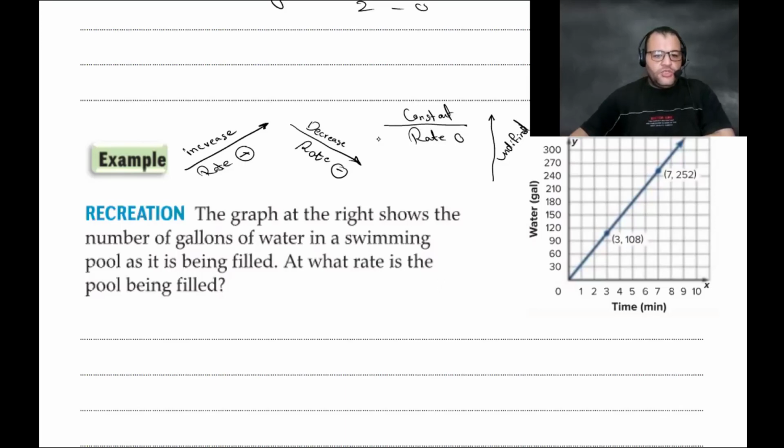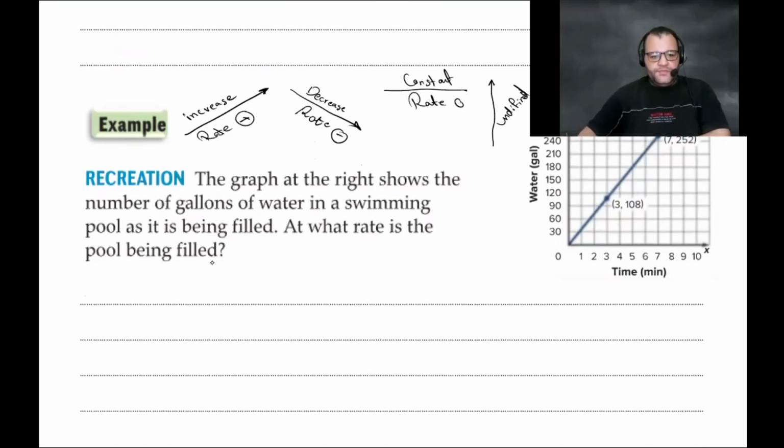Okay. So we need to find from the graph at the right, which shows the number of gallons of water as a swimming pool is being filled, at what rate the pool is being filled. Here, the graph shows how much water we use after how many minutes to fill the pool.